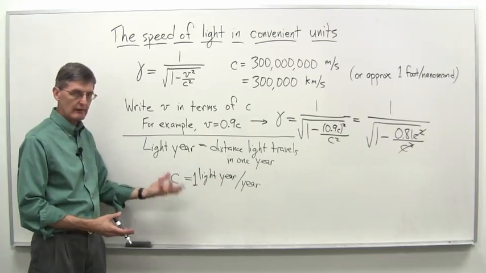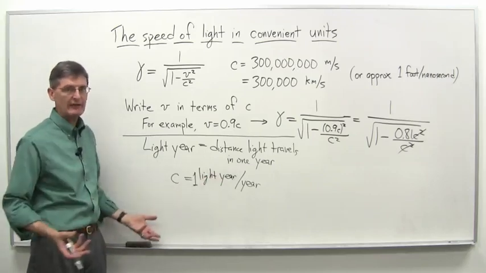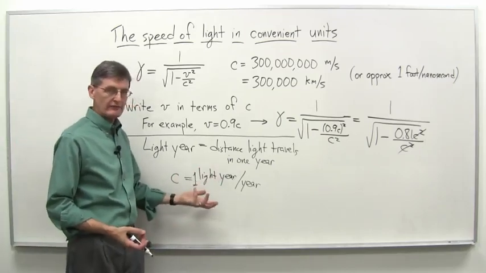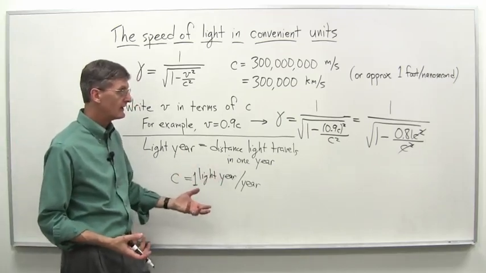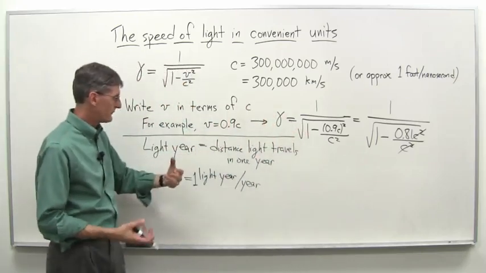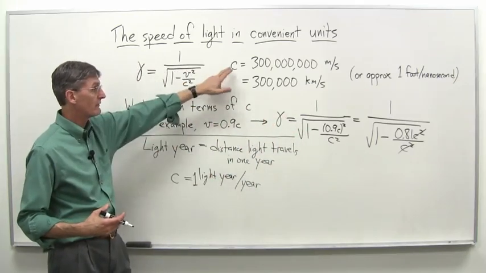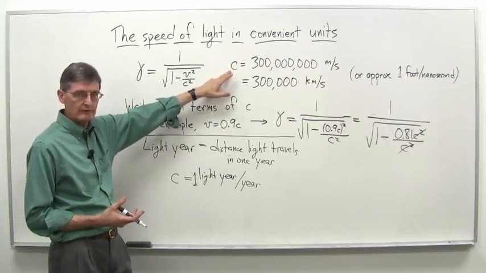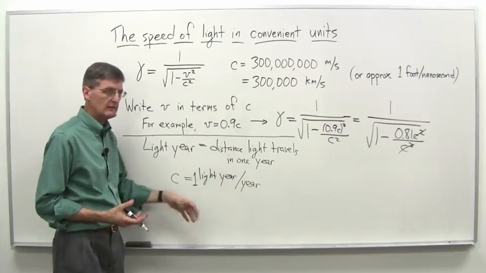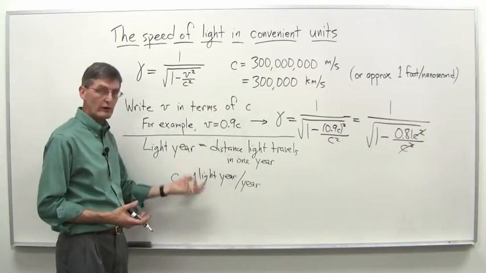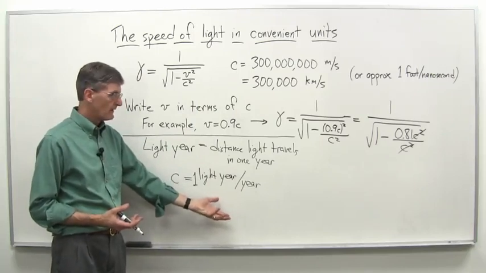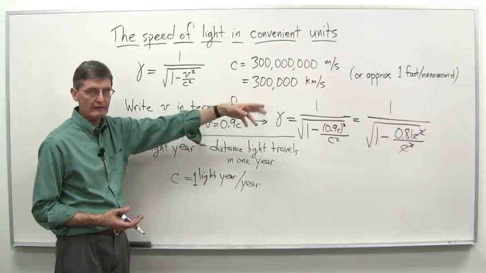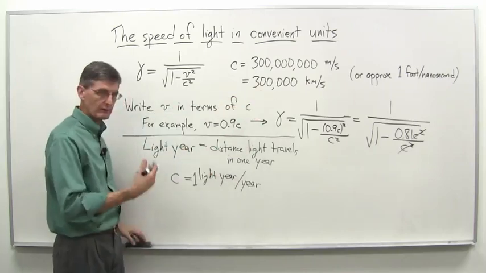Light day, so c is 1 light day per day. Light second is often used. In fact, 1 light second is the distance light travels in 1 second, which is still pretty far, right? It's going 300 million meters per second. So in 1 second, it's 300 million meters. Okay? So 1 light second is 300 million meters. So, but c is 1 light second per second. If you did 1 light nanosecond per nanosecond, then it's 1 foot. That's the distance light travels in 1 nanosecond, approximately.